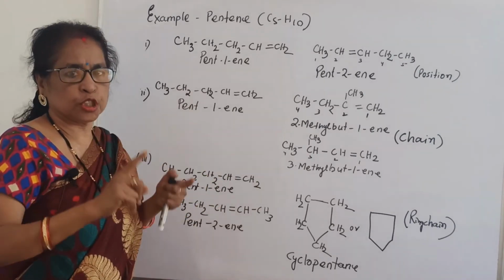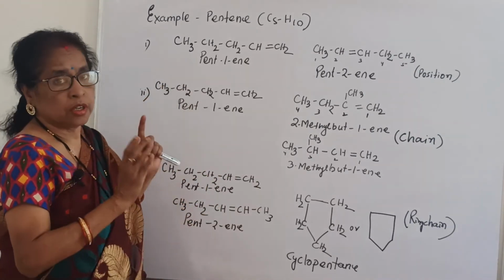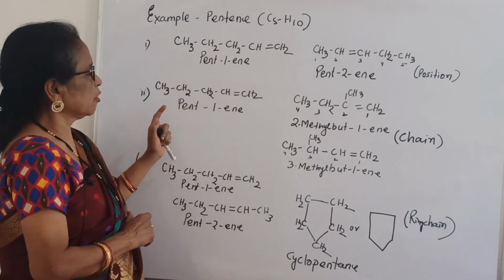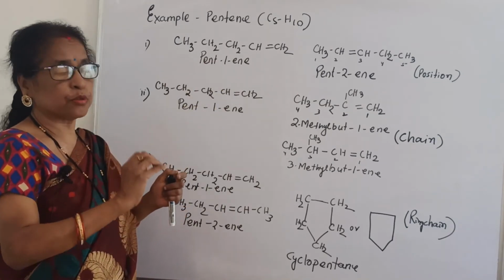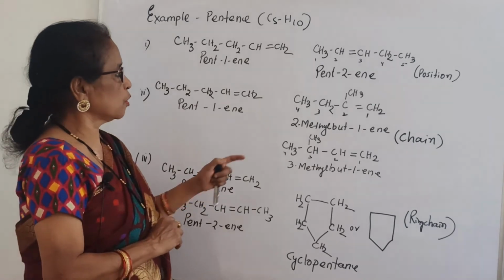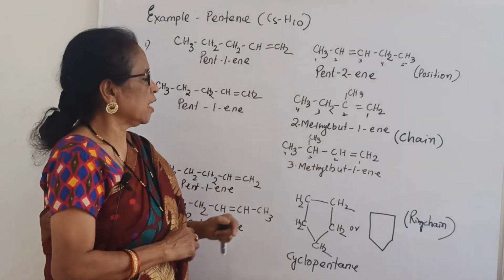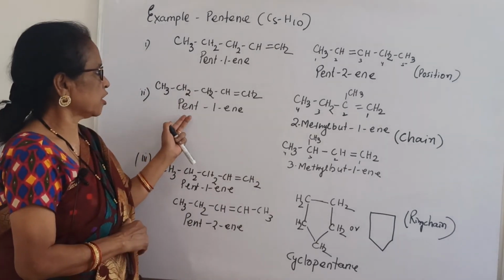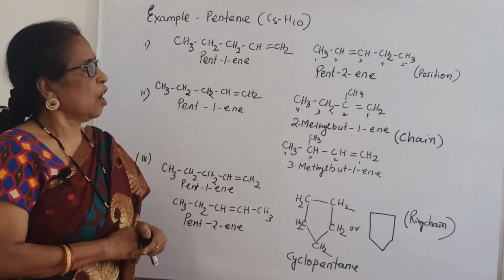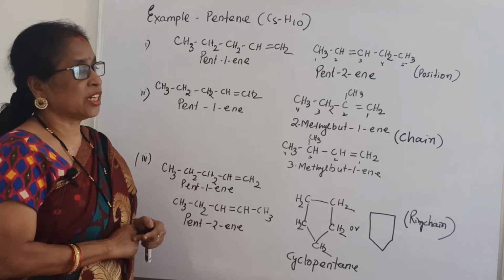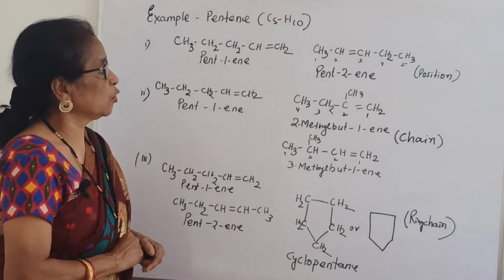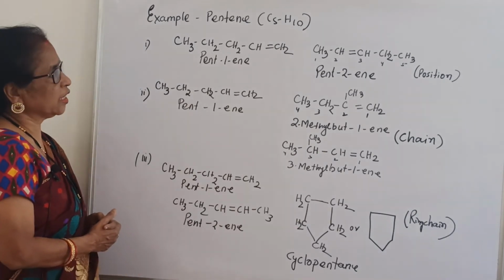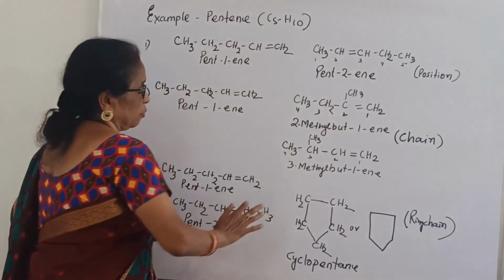Position isomerism, the position should be different. The double bond after 1 and after 2. And chain isomerism, the substituent group should be different. The position of the substituent group, see 2-methyl, 3-methyl, 3-methylbut-1-ene. Similarly, you can also try for pent-2-ene. What are the possible chain isomerisms for pent-2-ene? Here you can attach 1 CH3 group.